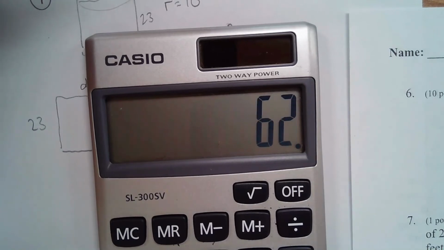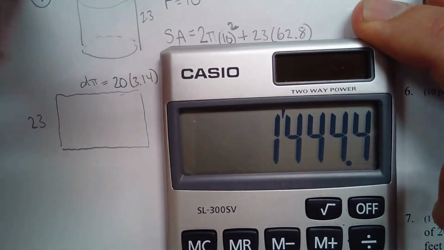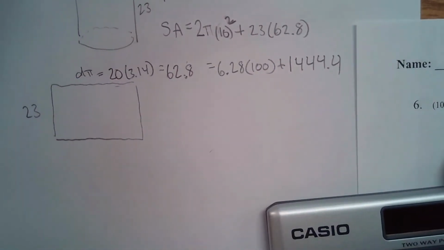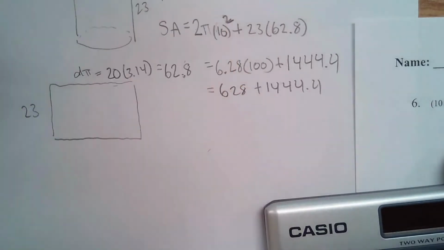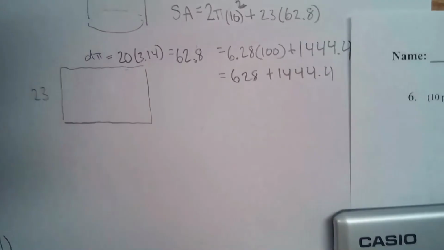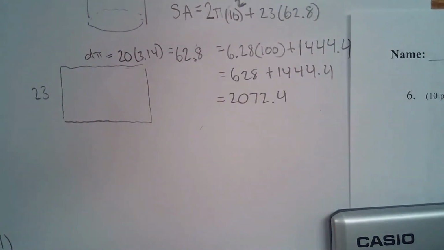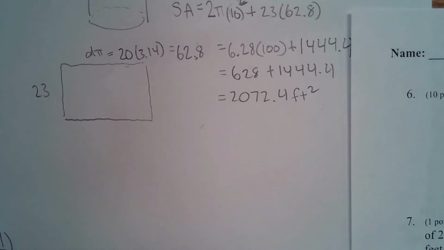23 times 62.8 is 1,000, one and a bunch of fours, 1,444.4. The 6.28 times 100 is 628. So add these two together, plus 628 is 2072.4. And this is all measured in, what was it? Feet. So square feet. I'm checking my answer, make sure I got it all right.